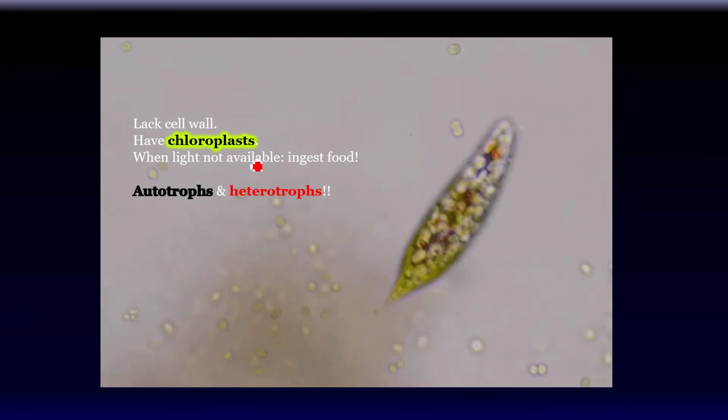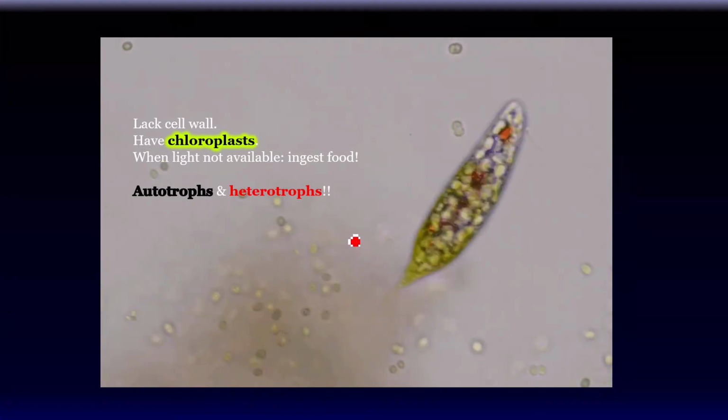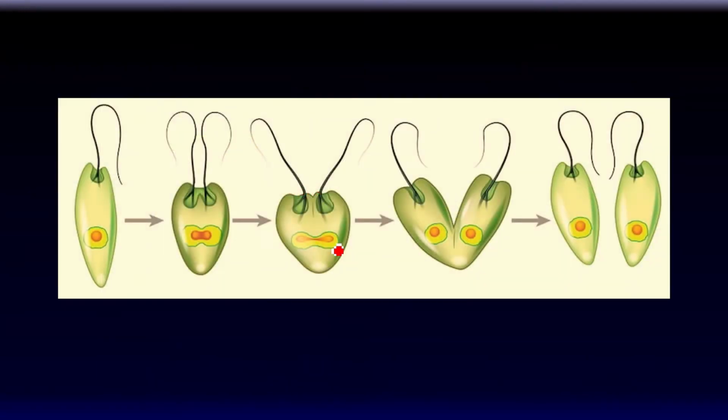They lack a cell wall. They have chloroplasts. When light is not available, they can ingest nutrients and ingest other small microorganisms. They're both autotrophs and heterotrophs. Now, euglenas divide by asexual reproduction. In other words, they divide by something like binary fission. That is, they make clones of themselves.